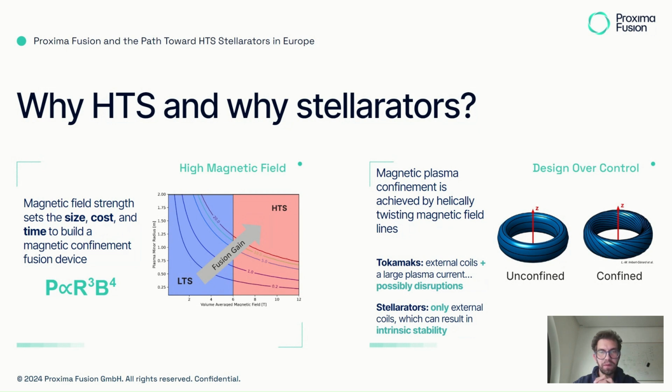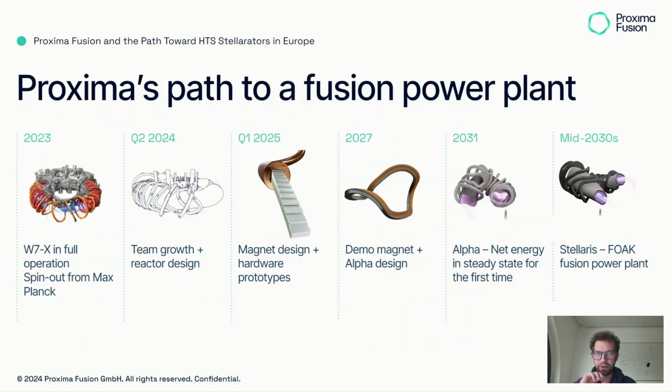It's not a steady machine, while stellarators are inherently more stable because the shape of the coils is what gives the helical twist. So that's really interesting. Of course, on the one side you have tokamaks that are easier to build but harder to operate, while stellarators are much harder to build but in principle easier to operate. So that's why specifically HTS stellarators.